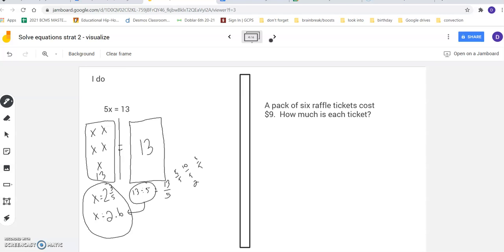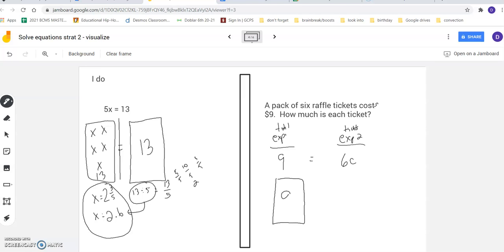Let's do another one. Pack of 6 raffle tickets costs $9. How much is each ticket? Pack costs, sorry, $9. How much is each ticket? So expression number 1, I guess, is my total, which is $9. Expression number 2, I guess, is the tickets. And a pack of 6 costs $9. So 6 times however much they cost equals $9. 6 times something equals $9. There's my equation. Let's use the visual strategy and figure that out.